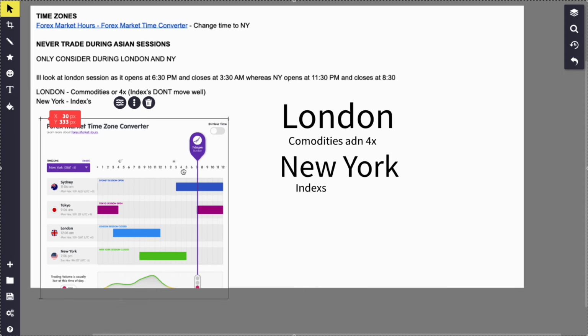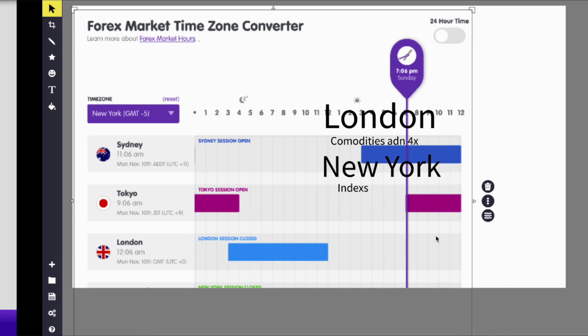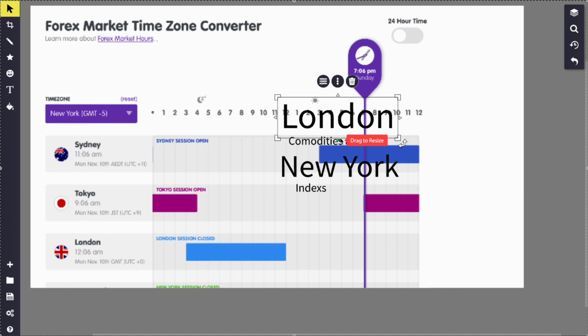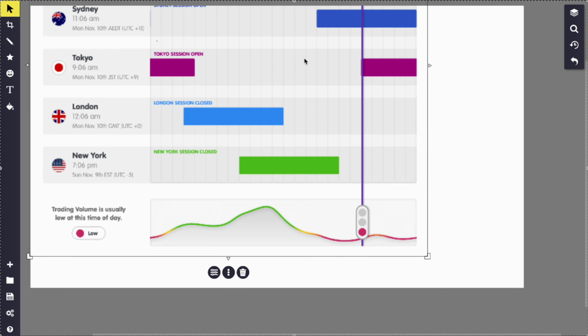So anyway, that's just a basic thing I wanted you to know. I'll link a website in the description if you wanted to use this website to find the best time zones for you and just look at what time zones. But yeah, that's pretty much it. Just a short little thing I wanted to show you.